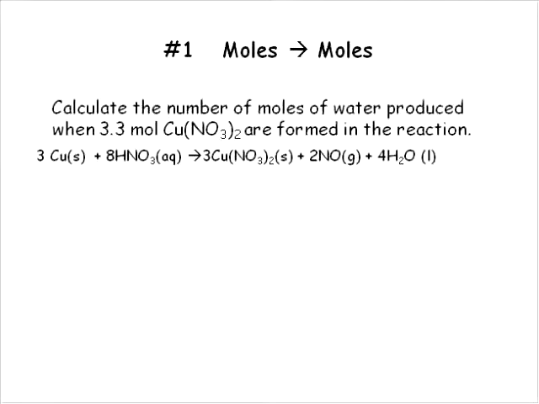So here we have the first example, and we go from moles to moles. Calculate the number of moles of water produced. We're interested in water produced when we have 3.3 moles of copper nitrate formed. If we have 3.3 moles of copper nitrate, how many moles of water will be produced? You can pause this and then hit play when you want to see the answer.